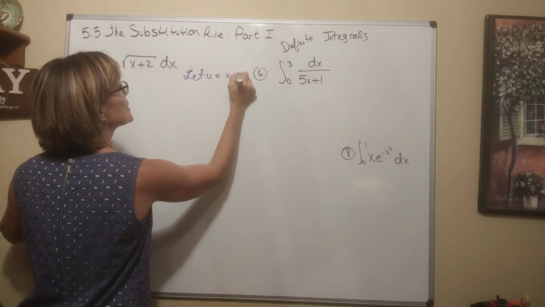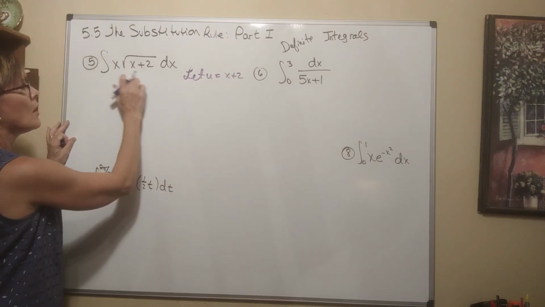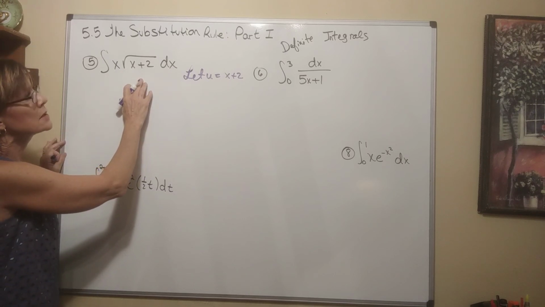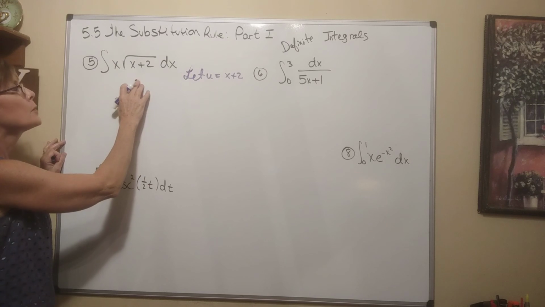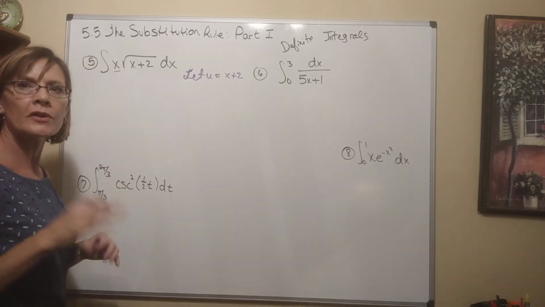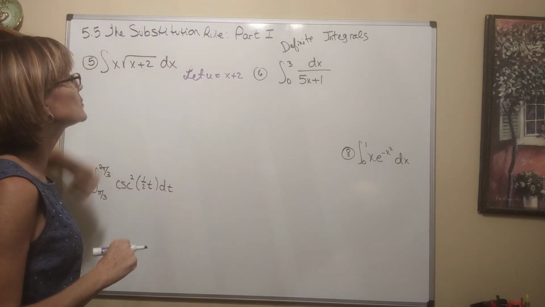x plus 2. Because then, if I want to rewrite this in terms of u, this would be the square root of u, or u to the 1/2. So that's pretty easily written. The problem is this x, right? If that x wasn't there, I would be home free, ready to integrate. But there is an x there, so I'll show you how to handle that. We can still do this.